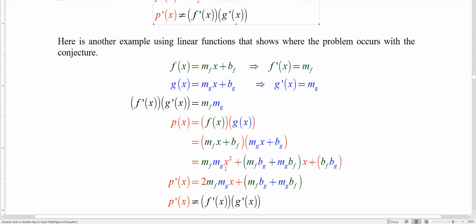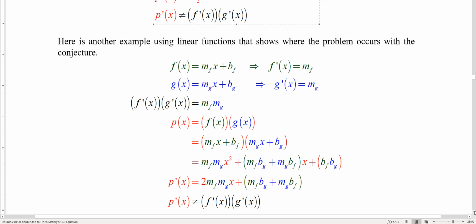Now we take the derivative. That's just a quadratic polynomial, so it's not too hard to do the derivative. Power 2 comes down front times this coefficient, so it's 2 mf mg x to the first power plus this coefficient here of the x is just by itself now, and the derivative of the last part is 0. And notice, of course, that is more complicated than just multiplying the two slopes. The two slopes are multiplied in there somewhere, but that's only part of what's going on. So this is a little bit more complicated setup.